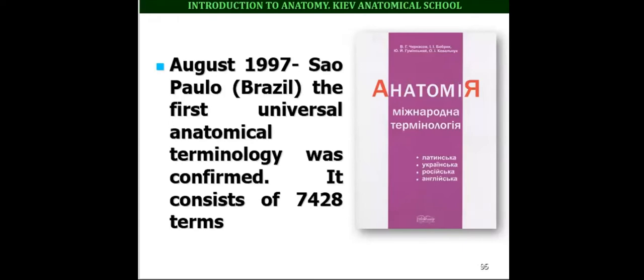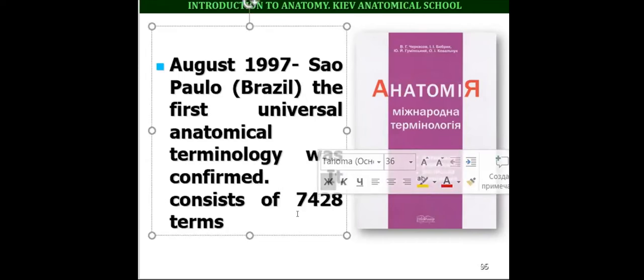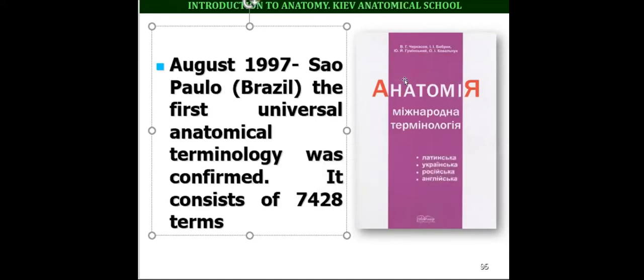And anatomical terminology is a very important part. In August 1997, in São Paulo, Brazil, there was a terminology with 7,428 terms in anatomical terminology. All this terminology is present on the website, and you can use this terminology all the time.